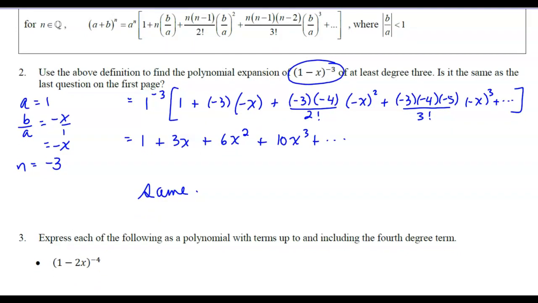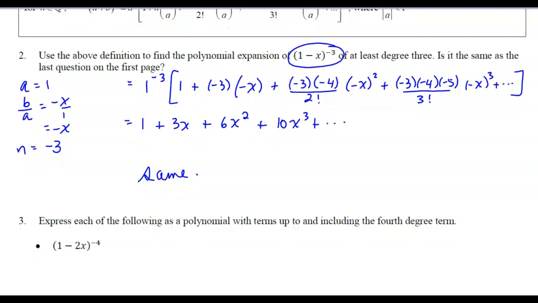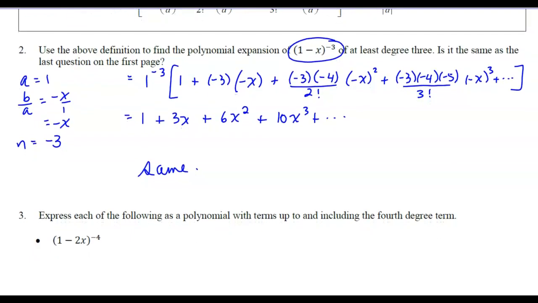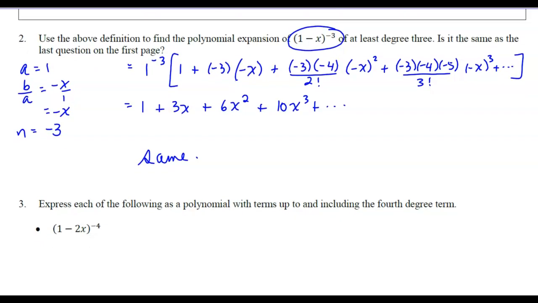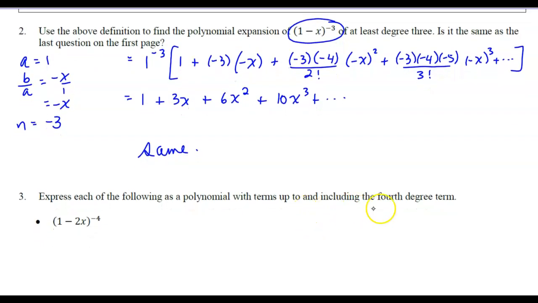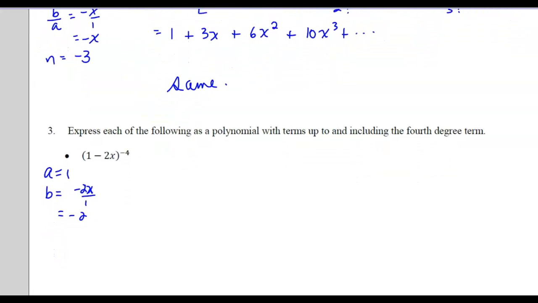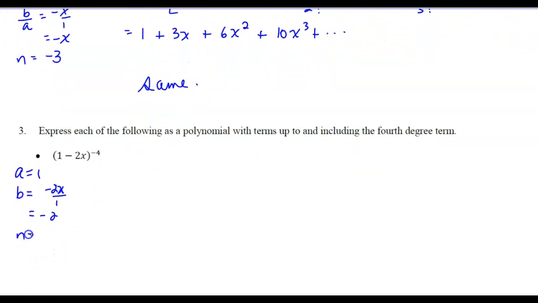So let's use the same formula to calculate the polynomial expansion with terms up to and including the fourth degree term. Okay, so this says including the fourth degree, that's at least degree 3. So you can stop in this case and not put dot dot dot afterwards. We just want the fourth degree term included. So here our a is 1, our b is negative 2x over 1, which is negative 2. Our n is negative 4.